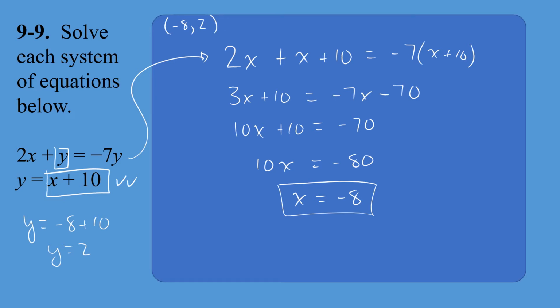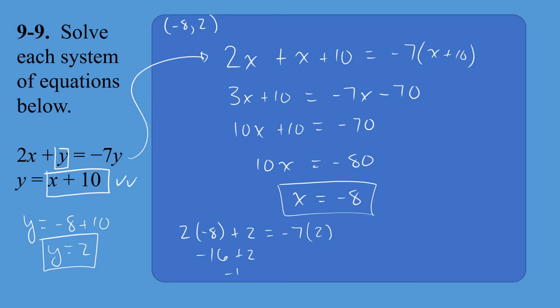Now, I could be totally right. I could be completely wrong. The only way that I'll be satisfied with the correctness of my solution is to plug in my values of x and y into both equations and make sure it makes them true. So in the case of the first equation, it says take 2 of your x's. So I'm going to say 2 times -8, and then add your y. I'm going to add 2, and that should be the same thing as -7 times your value of y. So if I do that, this is going to become -16 plus 2.